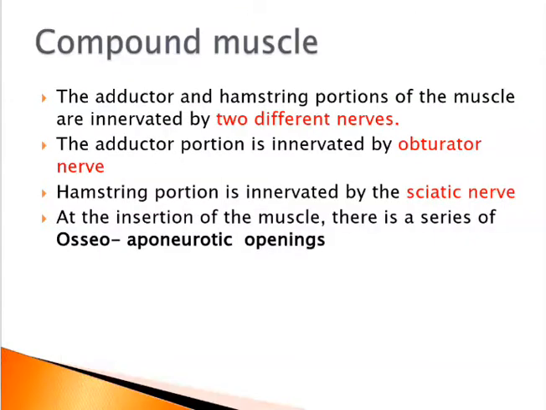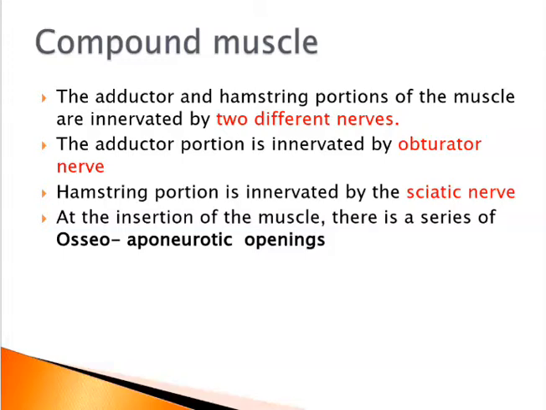This adductor magnus is a compound muscle because it has two portions, one is the adductor portion and the other is the hamstring portion. It is also innervated by two different nerves. The adductor portion is innervated by the obturator nerve, the nerve of the adductor compartment. The hamstring portion is innervated by the sciatic nerve, which is the nerve of the posterior compartment.